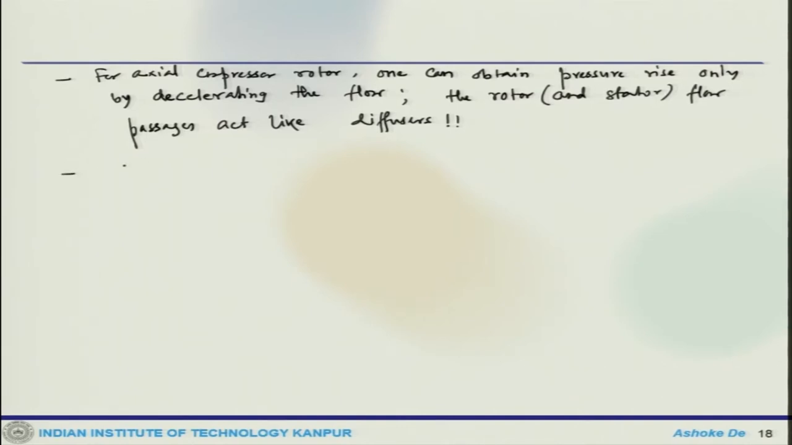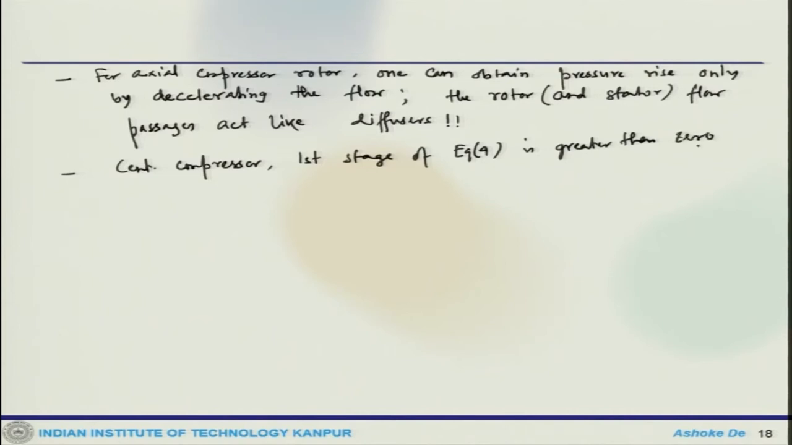Now, on the other hand, in a centrifugal compressor, the first term of equation 4 is greater than 0. Which in turn means that the pressure rise could develop in the rotor even if there were no change in the relative velocity W.